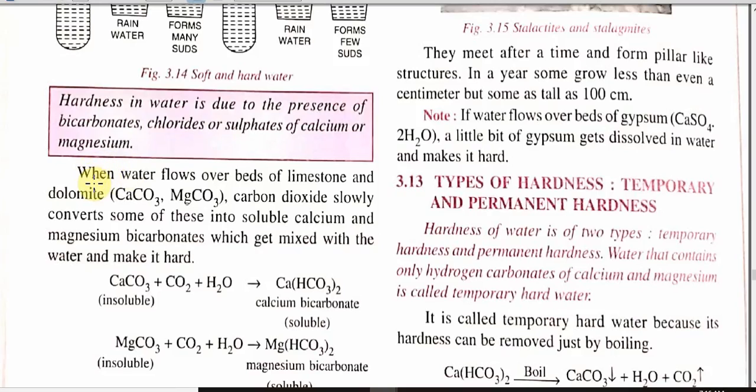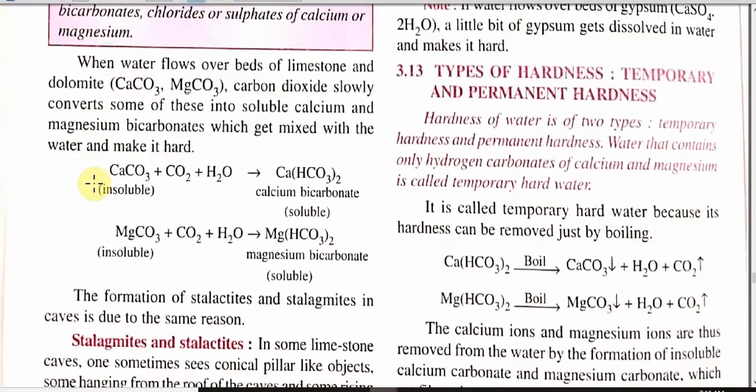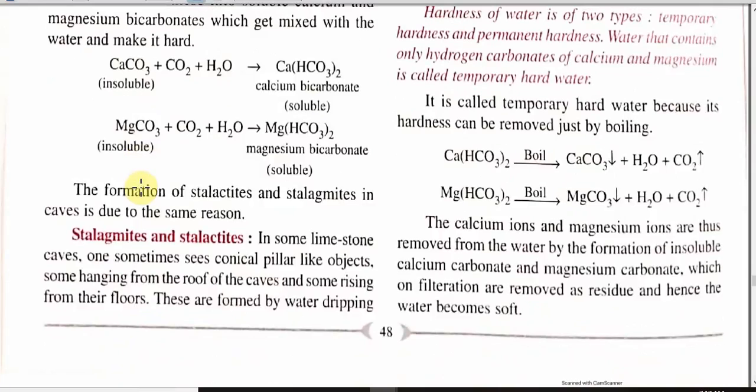So these are sources. When water flows through beds of limestone or dolomite, carbon dioxide slowly converts some of these insoluble calcium and magnesium carbonates, which mix with flowing water, and hence water becomes slightly hard. You can see the equation: insoluble carbonate of calcium reacting with carbon dioxide and water gives soluble bicarbonate. So this is hard water.